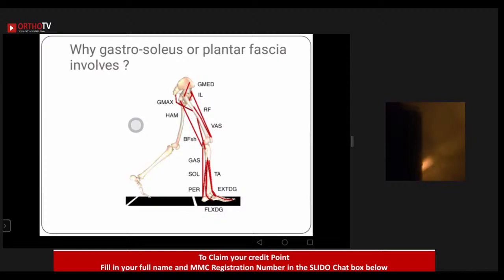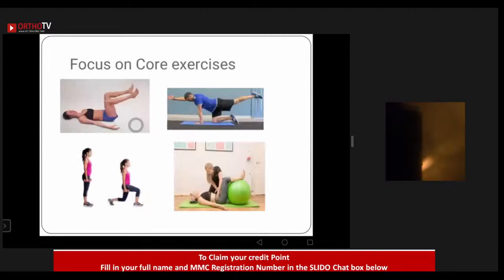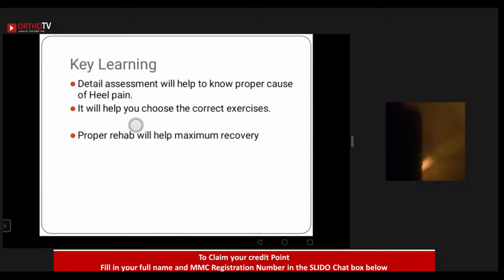So if you focus on your gluteus maximus, you can definitely relieve the distress. The major role is played by core exercises. There are various core muscle exercises to increase the strength of your transverse abdominis, multifidus, and internal and external obliques, along with glutes. Glutes also come under your core muscles. So focus on the glutes, quadriceps, and gastro complex simultaneously. These exercises will definitely decrease your heel pain. Key learning: detailed assessment will help you know the proper cause of heel pain. It will help you choose the correct exercises, and proper rehab will help maximum recovery.